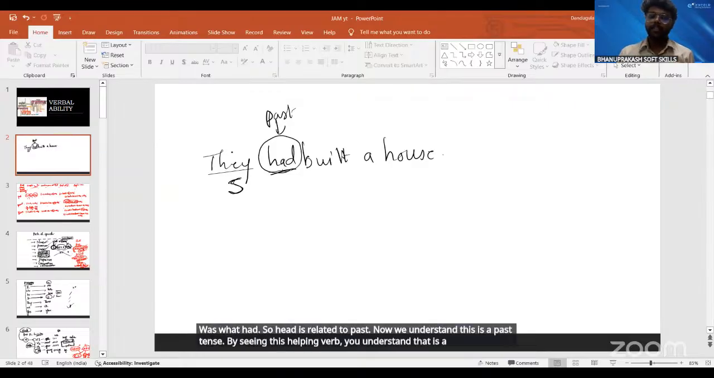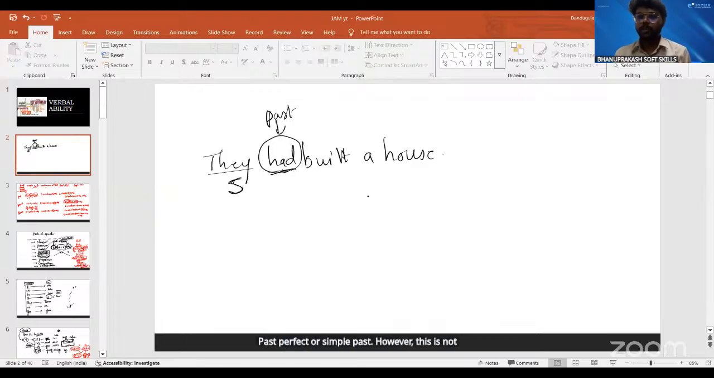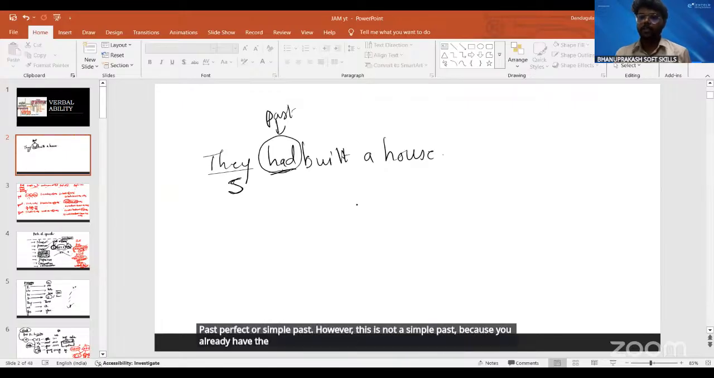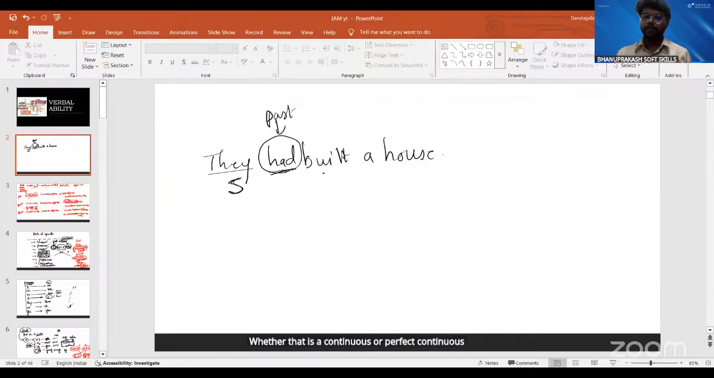But we don't have clarity whether it is past perfect or simple past. However, this is not a simple past because you already have the helping verb. Now you have a confusion whether it is continuous or perfect. Now, is there any ing form here?